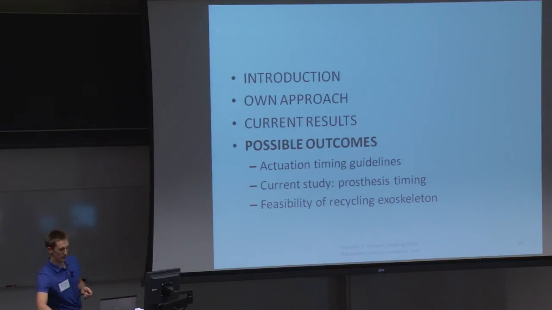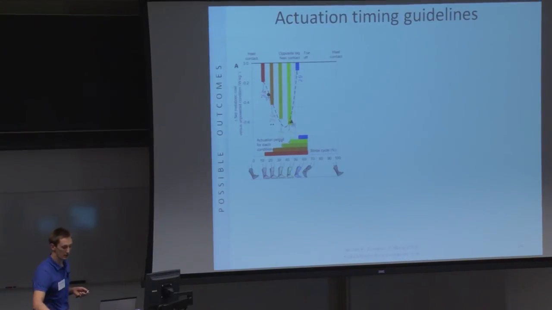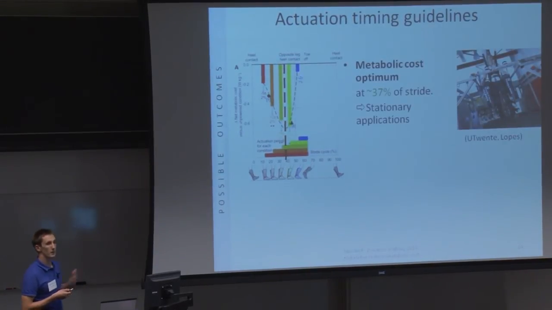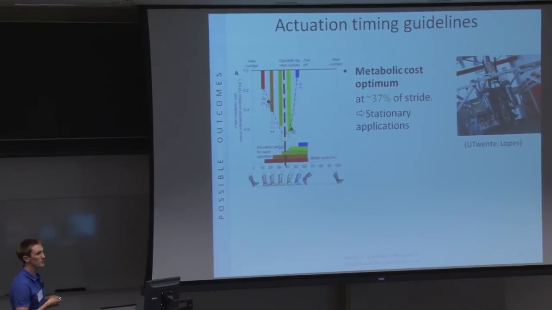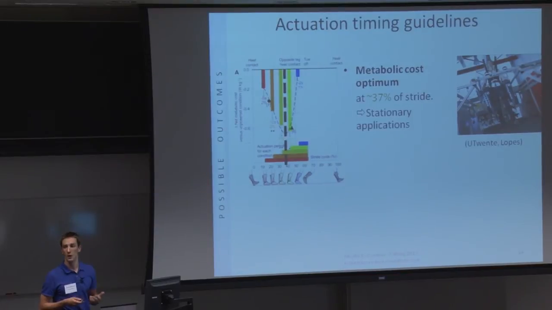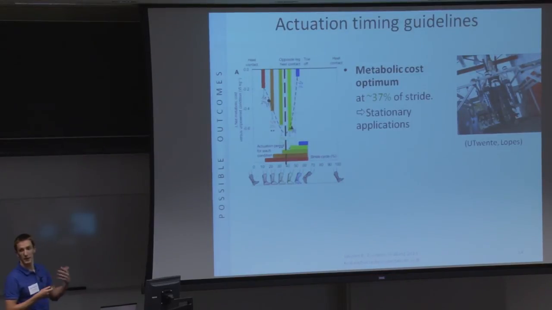I'm going to end with some conclusions and perspectives. So if we do a curve fit to our results in different conditions, we see that the highest metabolic reduction could be expected with an onset at 37% of the stride cycle. This would be useful for devices where available energy is not an issue, such as stationary devices. Opposite leg heel strike is at 50%. So you always have to think that you have two legs.